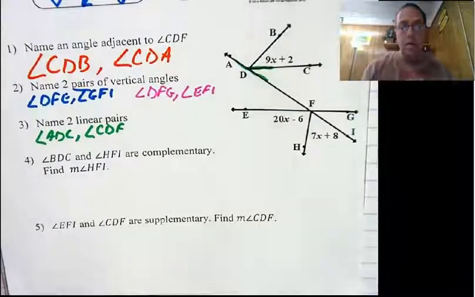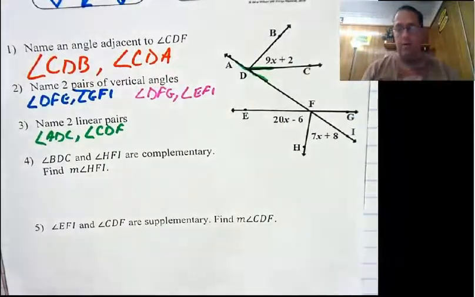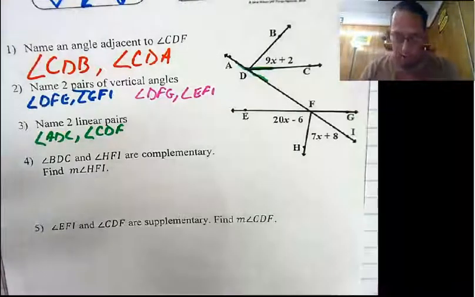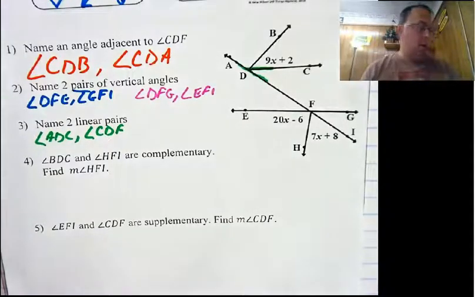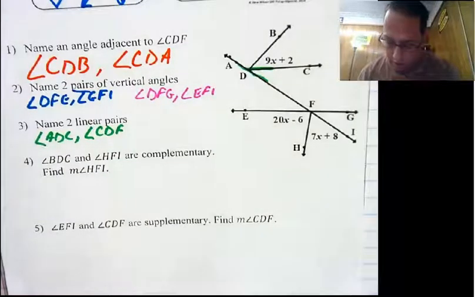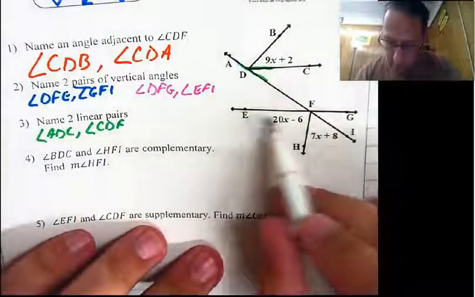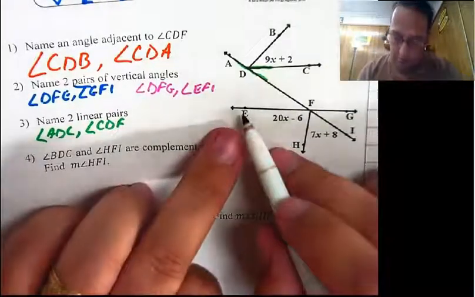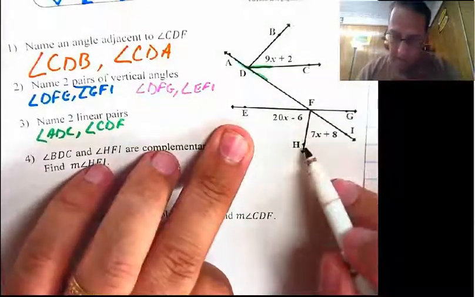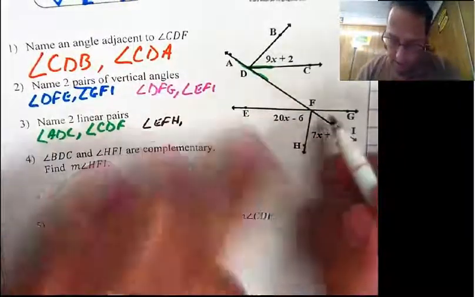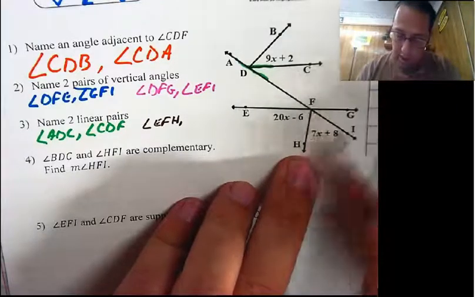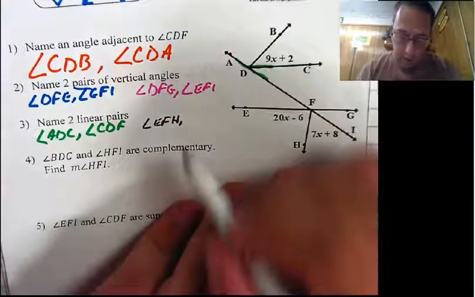All right, now we need another one. Actually, how about you pause the video and find another one? There's a couple of them here. What did you find? There are a lot of them. So we will just go with, how about down here? We have line EG, right? Got a ray coming off of here. So I could say angle EFH, and that uses ray FH, so I could say angle HFG.